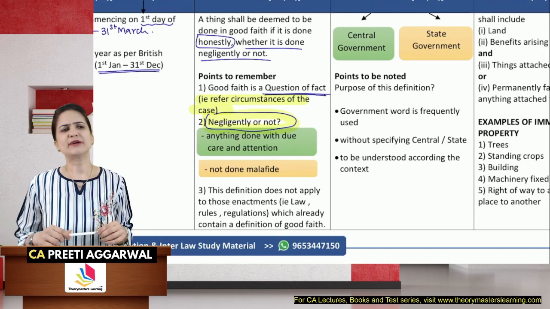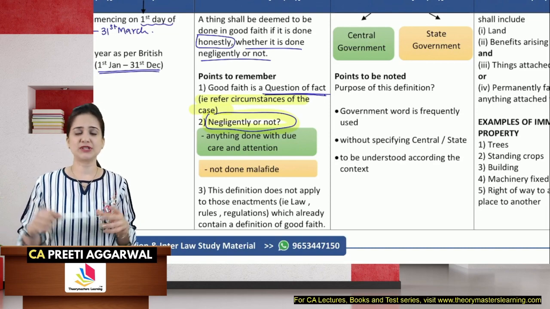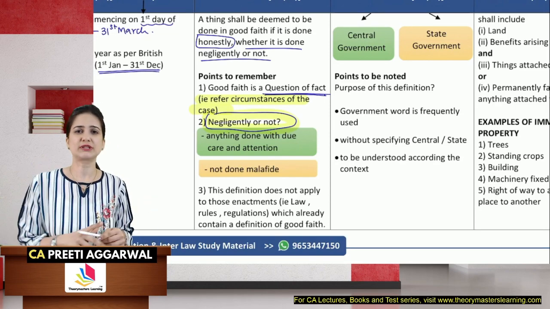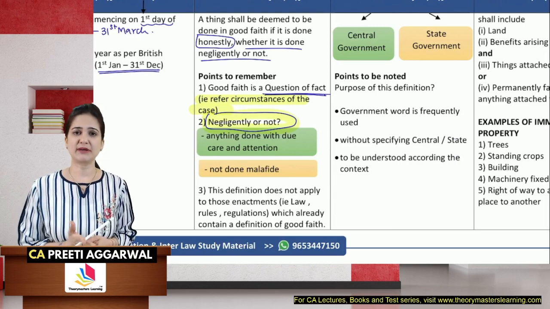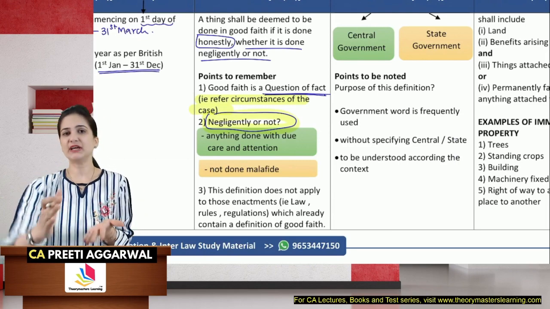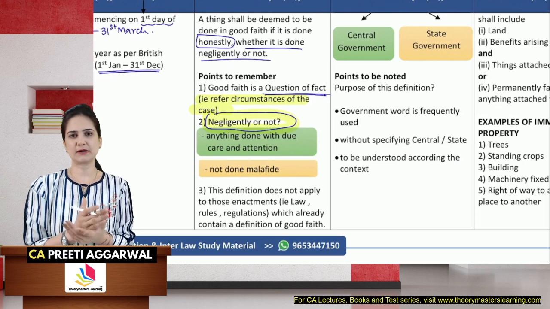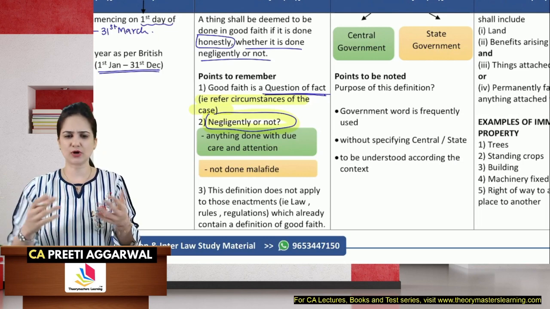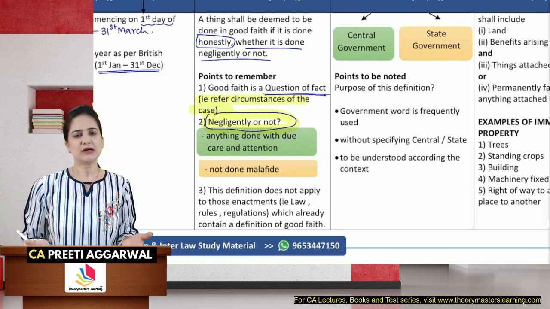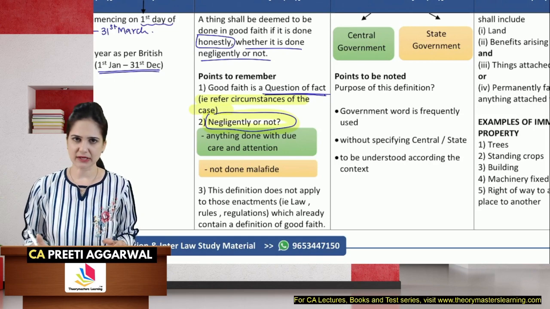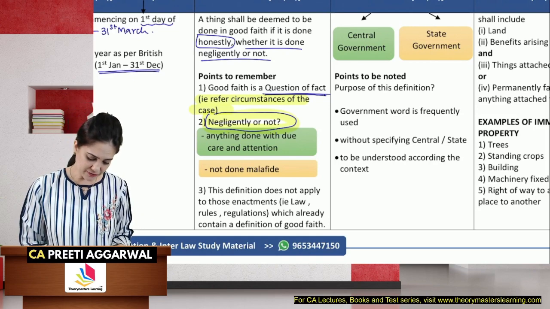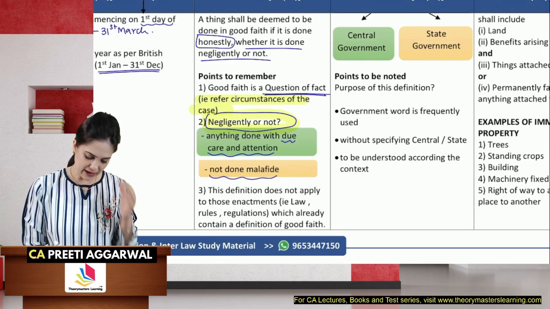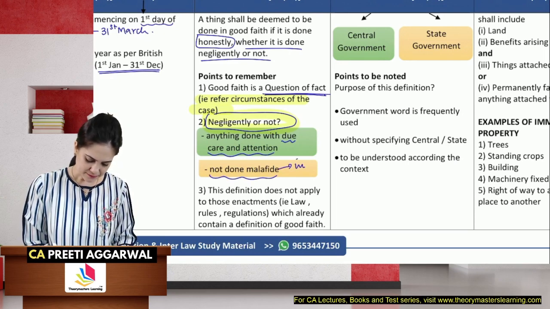But what if you verified their solvency, you verified their credibility, you saw that they were capable of paying money, and then you sold the goods, and if they default, then we can say, yes, this act is done in good faith, it was not done negligently. Then in that case, no action will be taken against you. So anything done with due care and attention is not done mala fide. Mala fide means in bad faith.